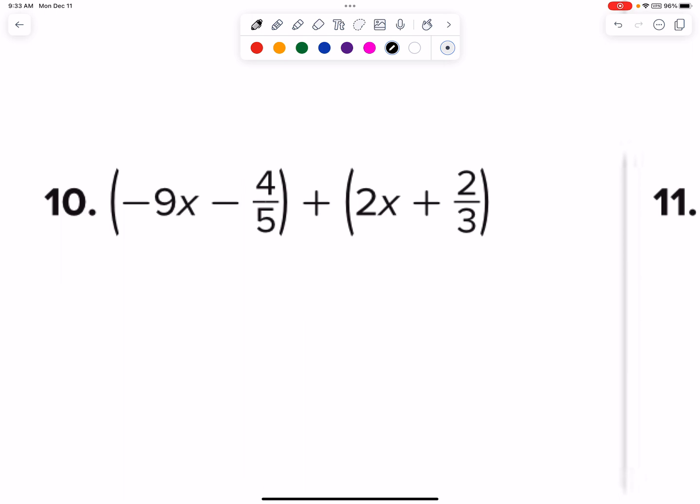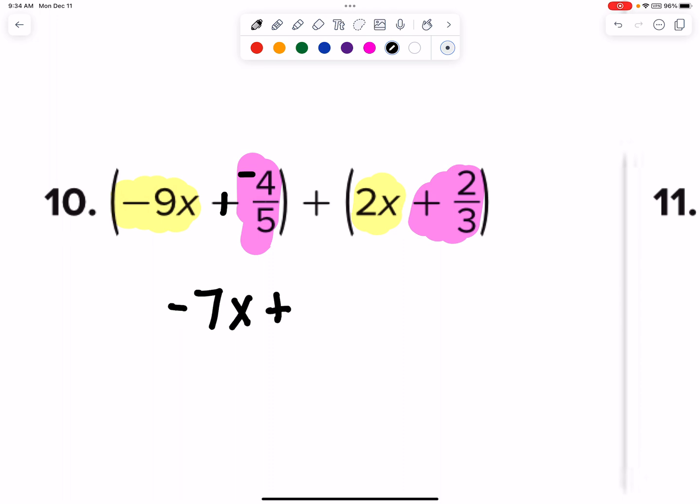Combining like terms, they are all around addition. Okay, so I'm KFCing those. I have a -9x and a +2x. I have a -4/5 and a +2/3. All right, let's go ahead and join them together. Different sign subtract, 9, 8, 7. So I have a -7x, keep the sign of the bigger number.